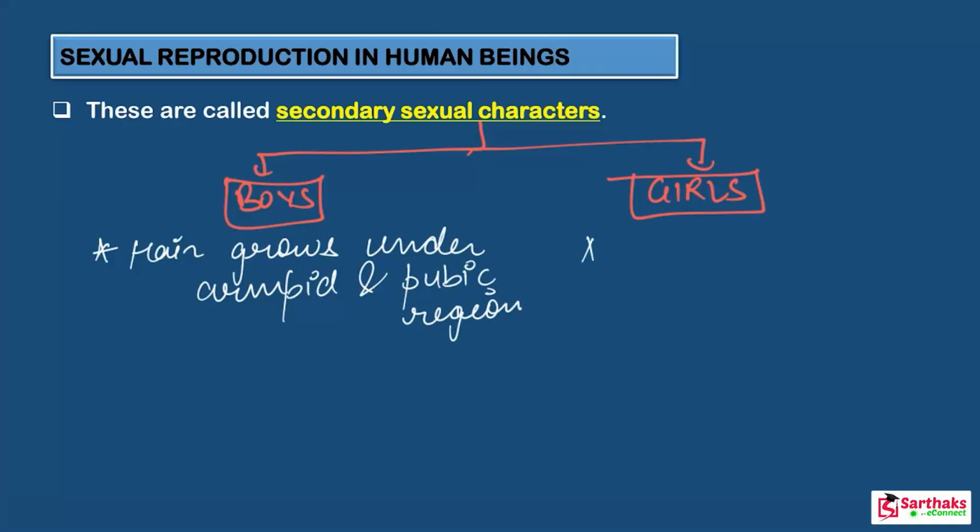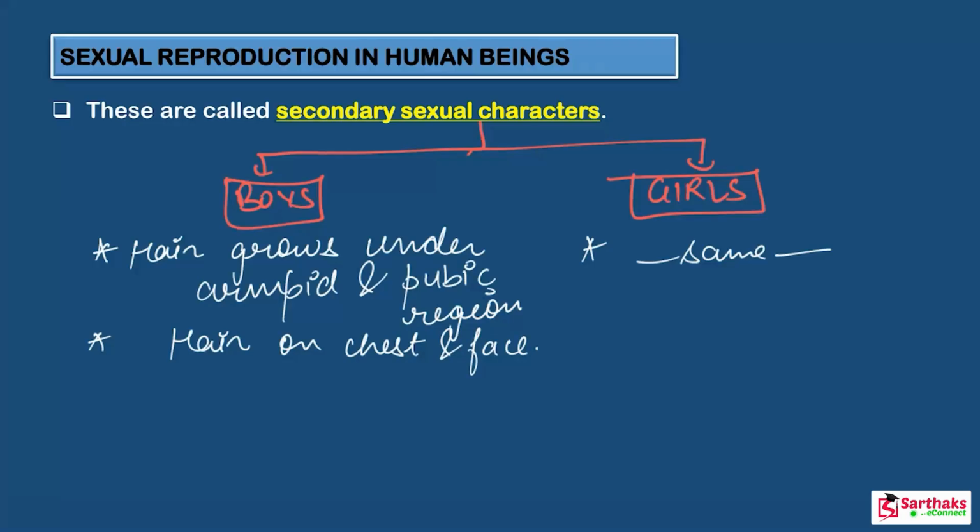Okay, and the same thing happens in case of girls also. Just write down the same thing as in the case of boys. Here also hair growth starts under the armpit and in the pubic region also. Okay, and in boys, hair starts developing on the chest region as well as the face region. Okay, but this does not happen in case of girls.